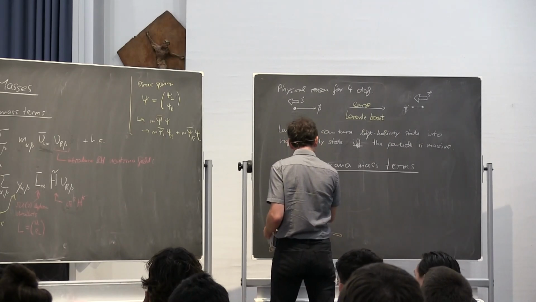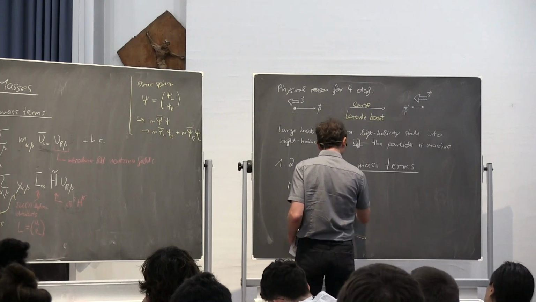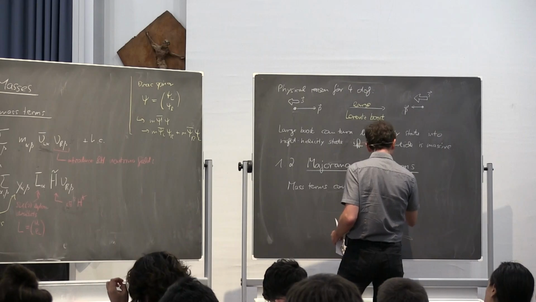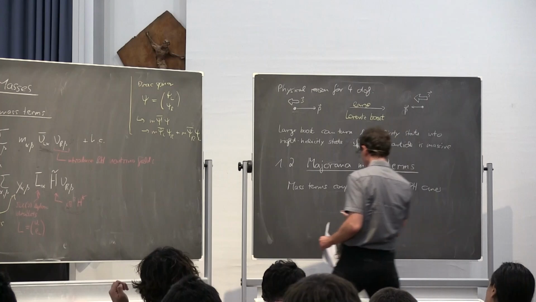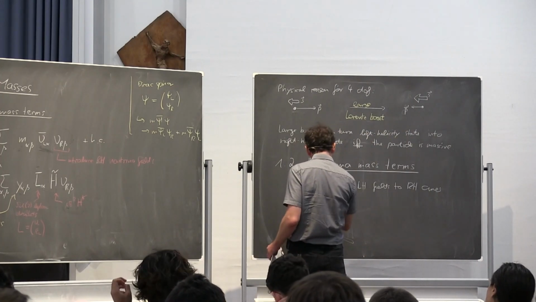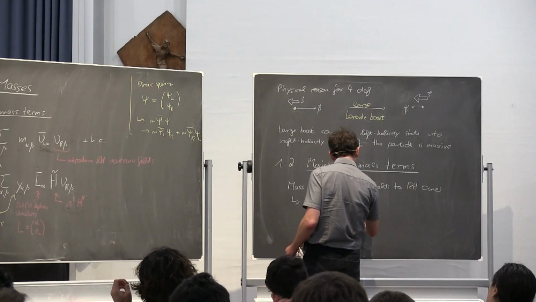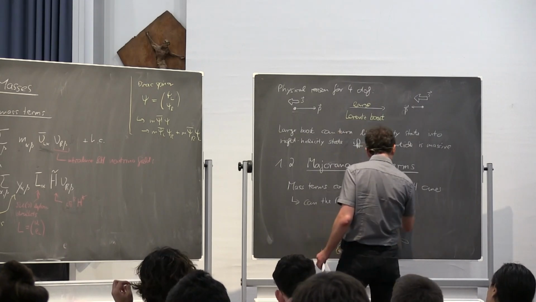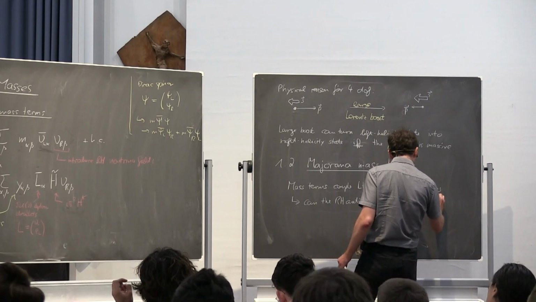So once again, mass terms couple left-handed fields to right-handed ones. So that motivates the question, can the right-handed antiparticle of nu left play the role of nu right?